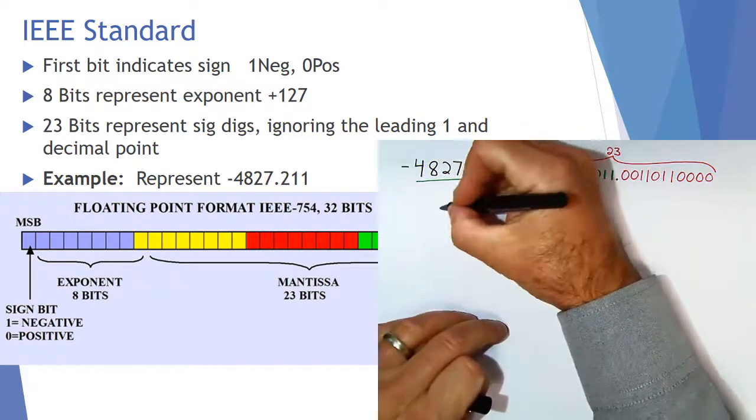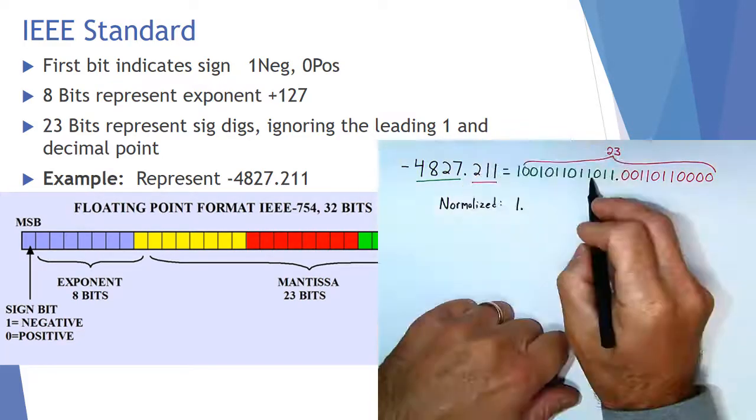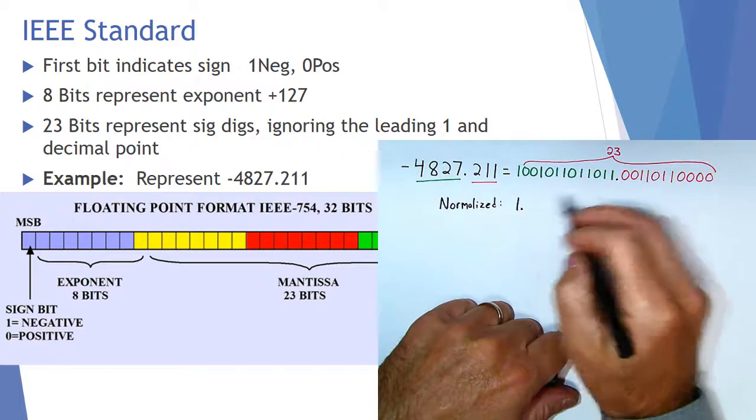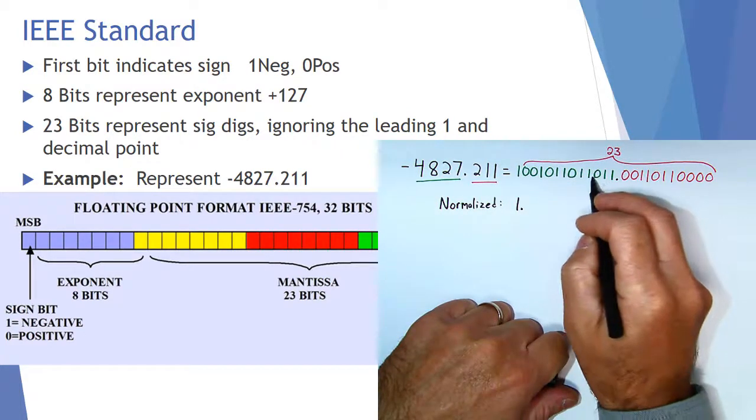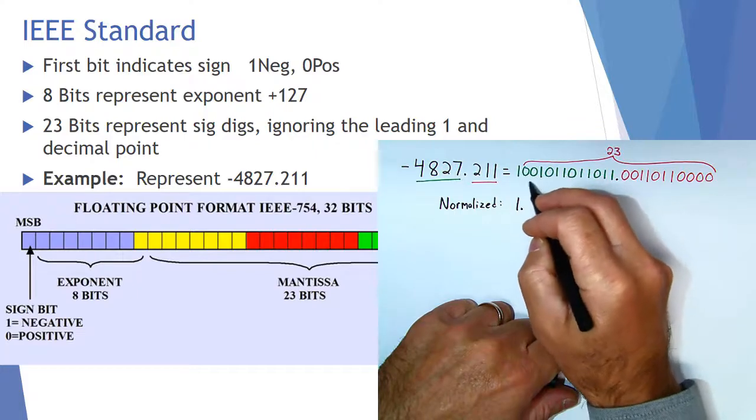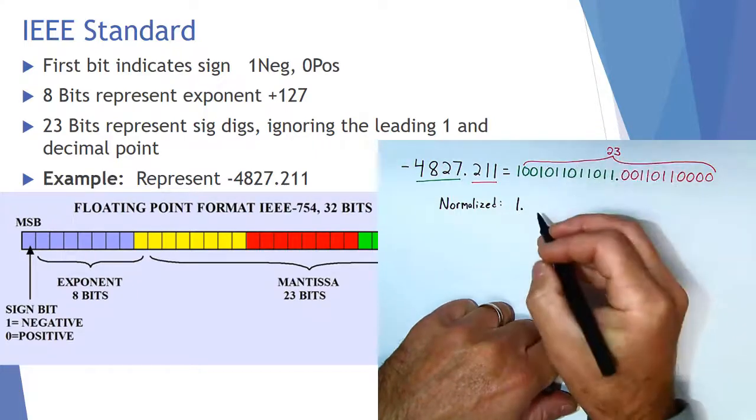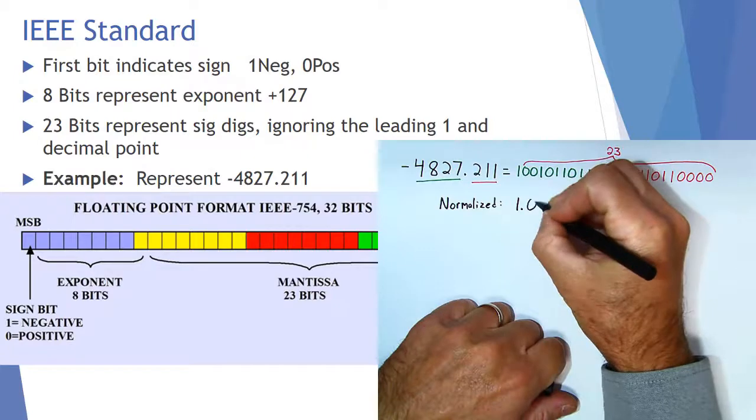Now let's put that in normalized binary form. We're going to start with 1 point, and how many places do we have to move that decimal? We have to move it 12 places. So this is going to be 1 point.